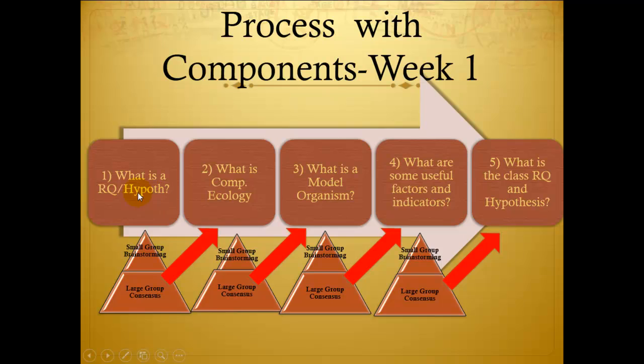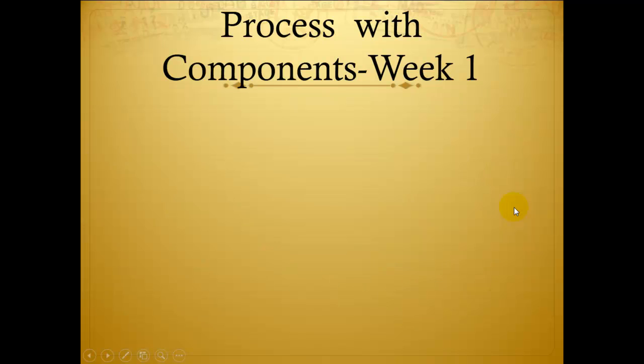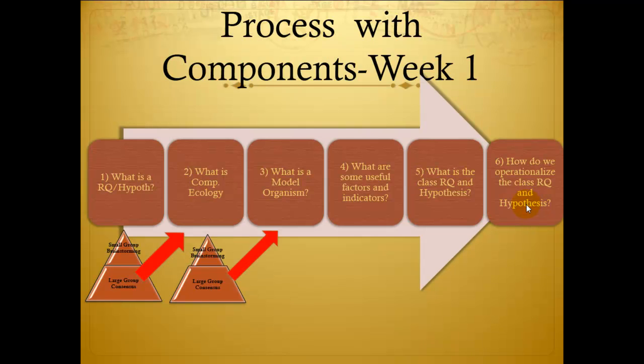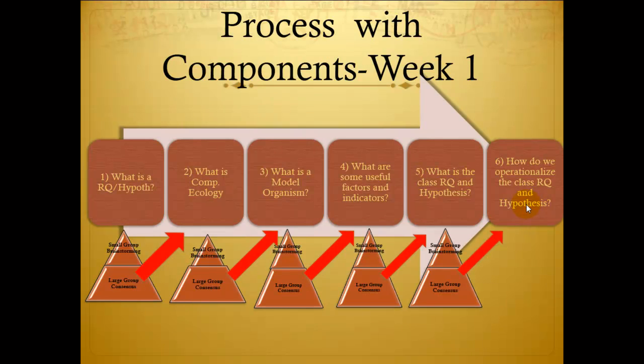So what we're really doing is building up all these pieces that are going to allow us to do this, so that ultimately we can do some small group brainstorming, large group consensus to come up with a class research question and a hypothesis. Once we've done these 5, then we finally get to how do we operationalize the class research question and the hypothesis. What's going to be the experimental design that we're going to do? Same basic thing. You get the idea, right? To be able to ask what our research design is, same kind of thing. Small group brainstorming, large group consensus.